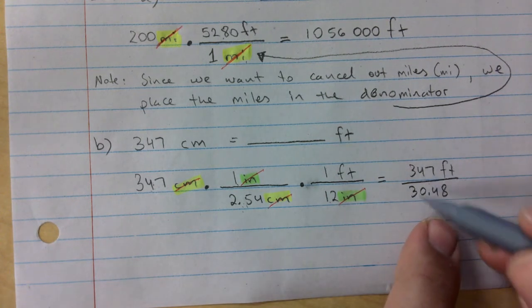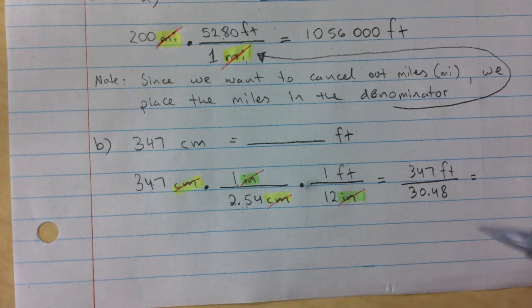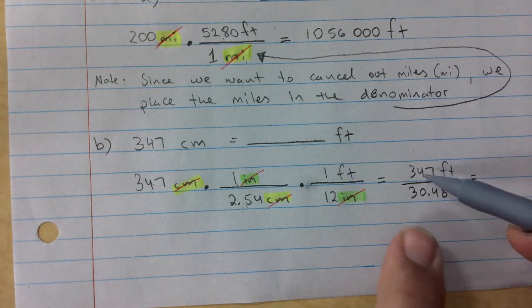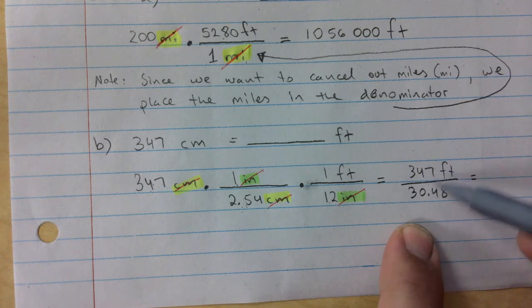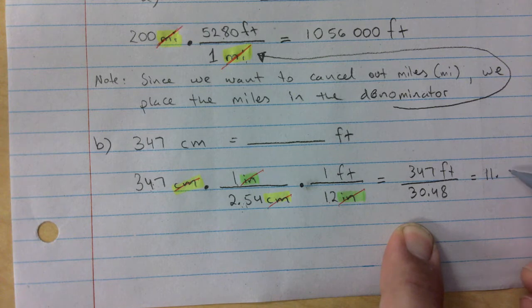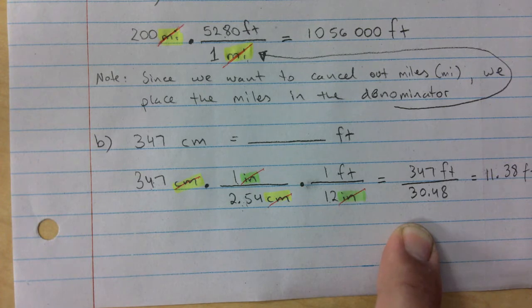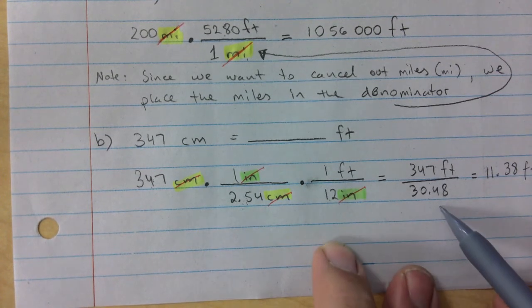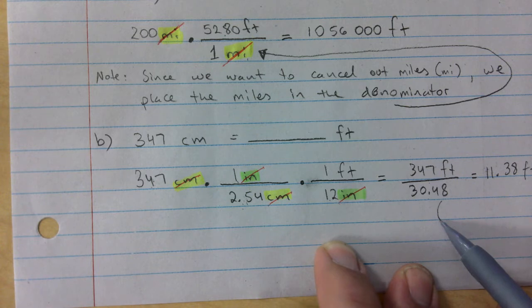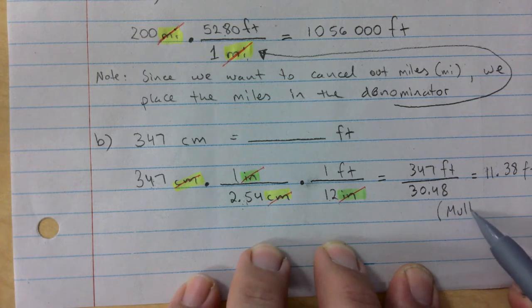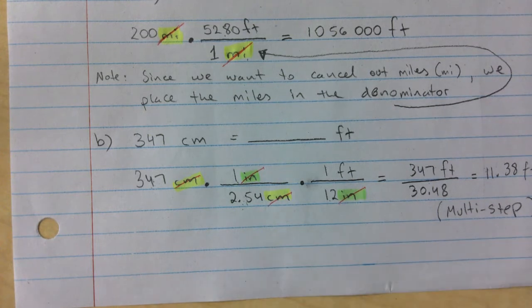You don't have to do it this way, but I just want to show you that you got to be careful how you type this into your calculator. And then you go 347 divided by 30.48, which gives you 11.38 feet. And this is a multi-step question, right?